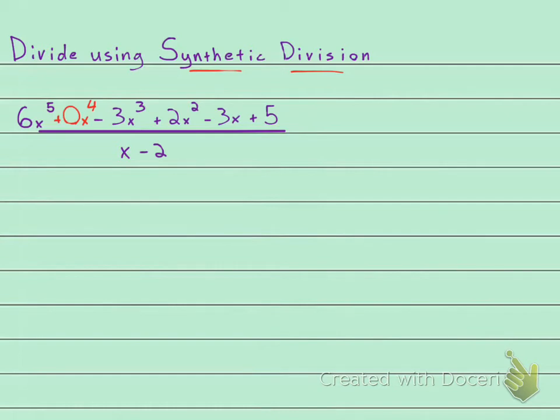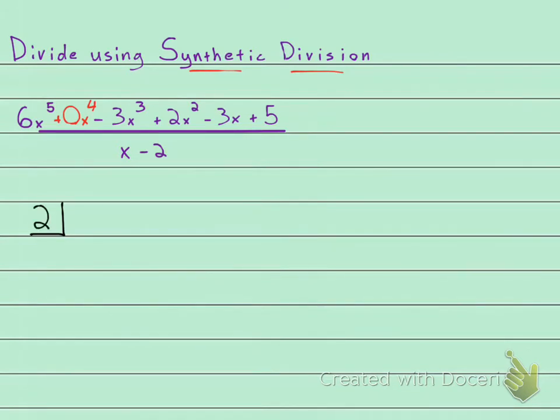Okay, so first we need to test the number, which would be the 0 or the root. And if we're dividing by the binomial x minus 2, the 0, what would make it 0, is going to be the number 2. Okay, if x minus 2 equals 0, x would equal 2. So in synthetic division, the number that comes up here is the number 2.